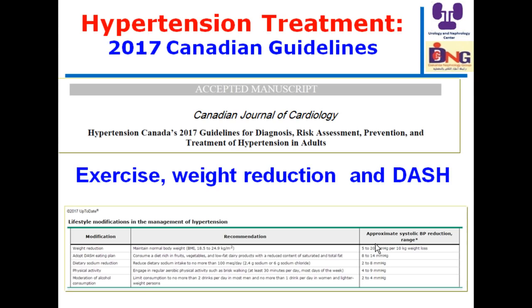And this is from UpToDate, showing the modification in lifestyle and its repercussion on blood pressure. So weight reduction may lead to 5 to 20 millimeter mercury drop per 10 kilogram weight loss. Adopting DASH diet, 8 to 14 millimeter mercury drop in blood pressure. Dietary sodium restriction, 8 millimeter mercury decrease. Physical activity, 4 to 9 millimeter mercury decrease in systolic blood pressure. Moderate alcohol consumption here, this is the results of these.